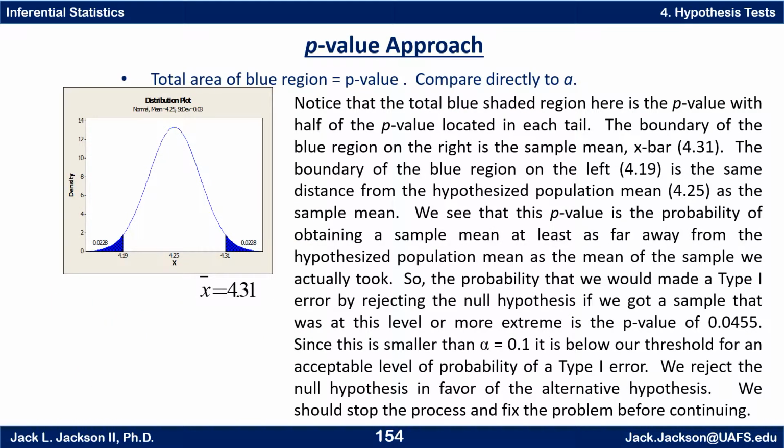Now, if we look at this picture, if we put the 4.31 right here on the distribution of x bar values, and we find the probability to the right is 0.0228, that's that norm CDF that we just did, we put an equal area mirror image on the other side of the mean down here, and add those together, we get our p-value, which was again 0.0455. That is less than the alpha. Okay? So we reject the null hypothesis in favor of the alternative hypothesis.